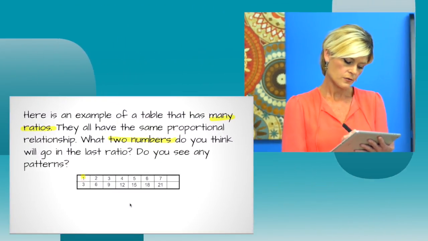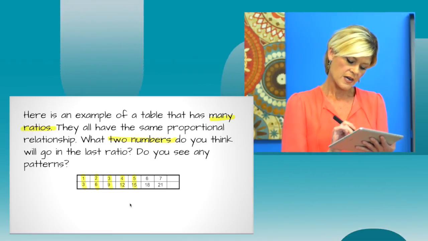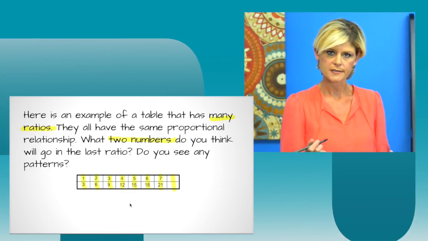All right, here's an example of a table that has many ratios. They all have the same proportional relationship. What two numbers do you think will go in the last ratio? Do you see any patterns? Let's take a look. You've got 1 to 3, 2 to 6, 3 to 9, 4 to 12, 5 to 15, 6 to 18, 7 to 21. What do you suspect will go in those last two boxes?